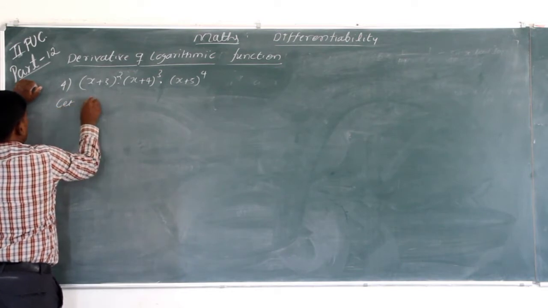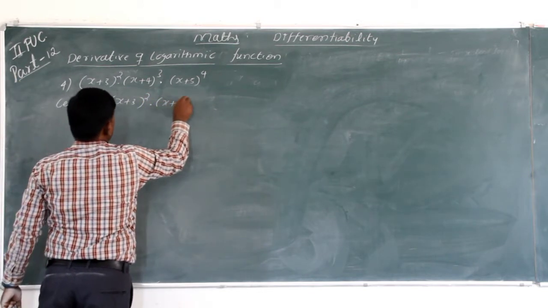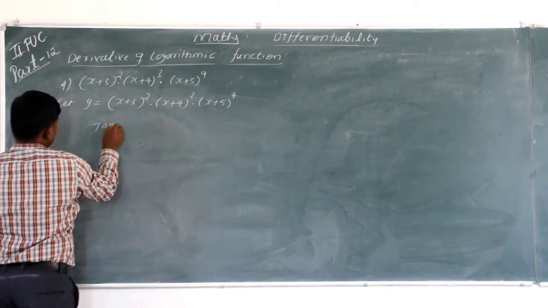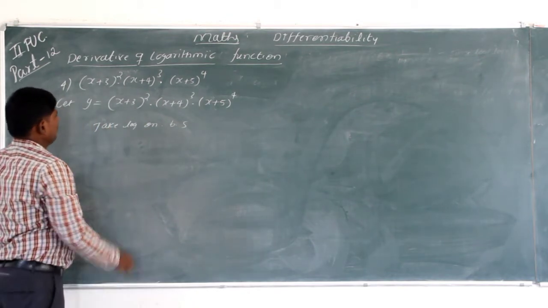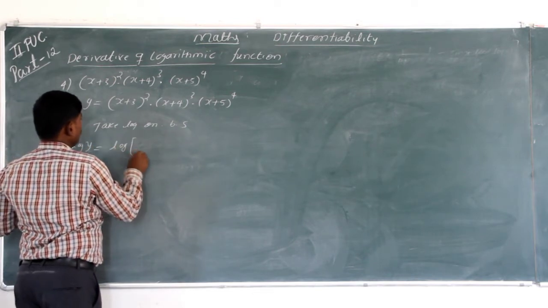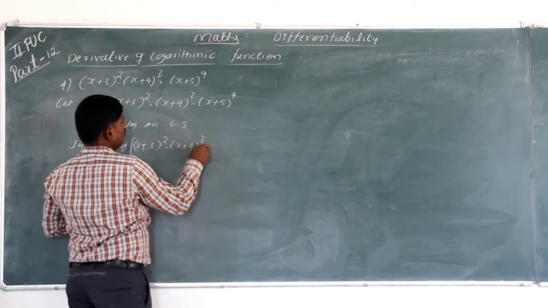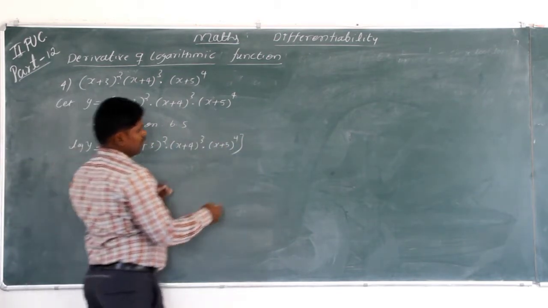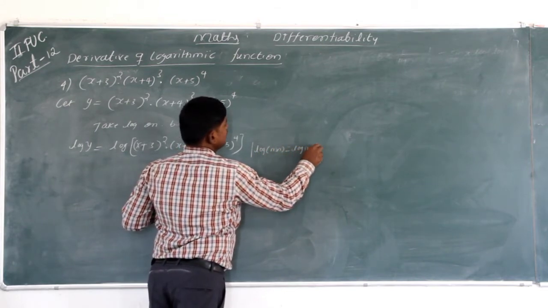So let y is equal to x plus 3 whole square into x plus 4 whole cube into x plus 5 whole to the power 4. Take log on both sides. So log y is equal to log of x plus 3 whole square into x plus 4 whole cube into x plus 5 whole to the power of 4. Okay. So again with the property, log m into n is log m plus log n.